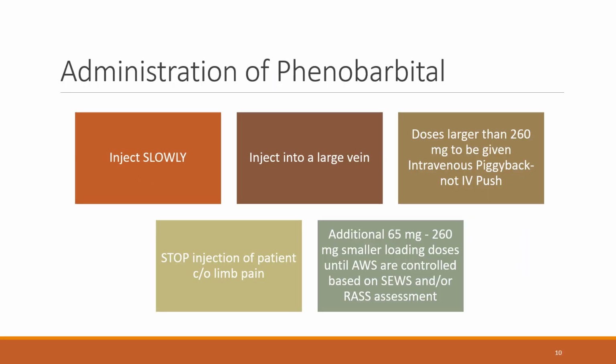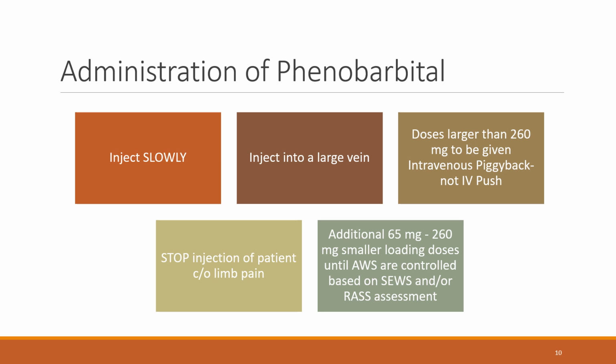Here are main areas of focus for when you are administering phenobarbital. Be sure to inject slowly, not to exceed 60 milligrams a minute, to avoid severe respiratory depression, apnea, laryngospasm, hypertension, or vasodilation with fall in blood pressure. Do not inject into small veins, such as those on the dorsum of the hand or wrist. Inject into a larger vein to minimize the risk of irritation and resultant thrombosis.